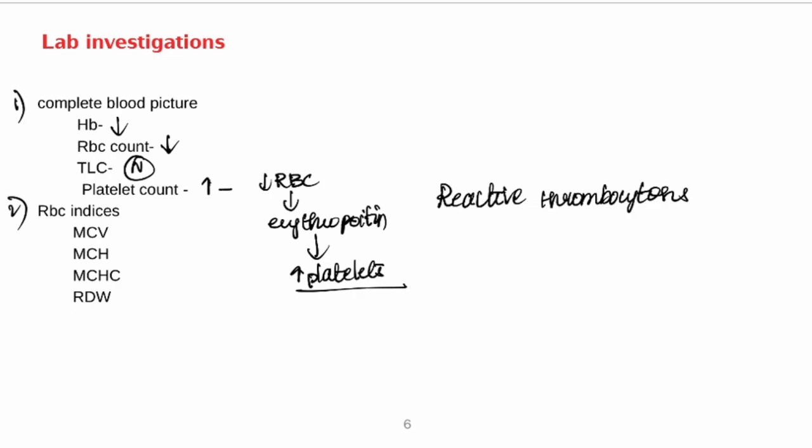RBC indices, MCV, MCH, MCHC are all decreased. Red cell distribution width is increased in iron deficiency anemia. Different sizes of RBCs are seen, as RDW is nothing but the variation of RBC sizes in a peripheral smear. Sizes of RBCs vary in iron deficiency anemia, hence RDW is increased.